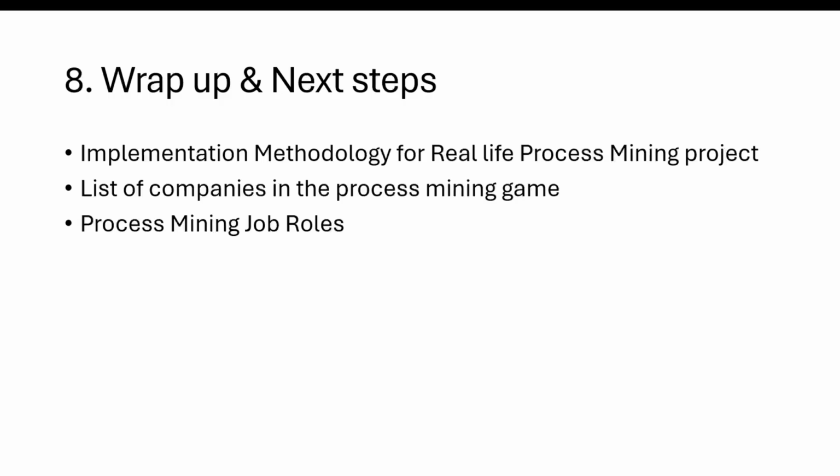To start with, let's look into the implementation methodology. In real time, step number one is, generally we start with the proof of value. We don't go implement directly. What we do is we start with a small POC or a POV, however you want to call it. We take a small process and we take one or two use cases there, and we take the last 1 or 2 years of data and utilize that data to build a small proof of value to showcase the benefit of Celonis to the customers.